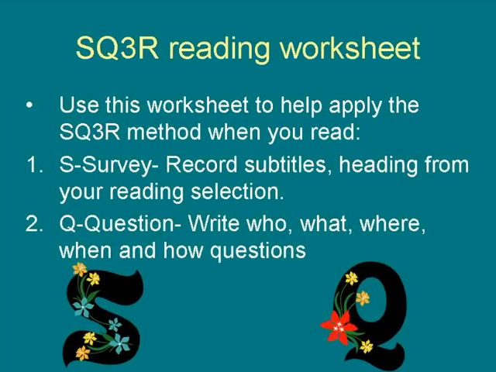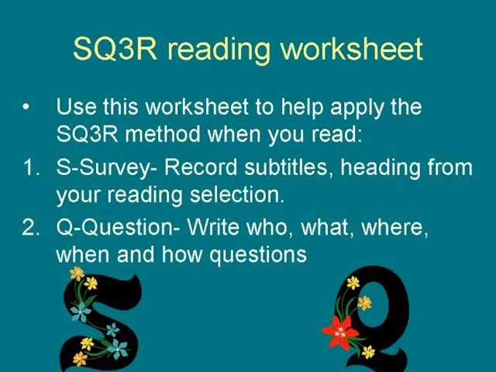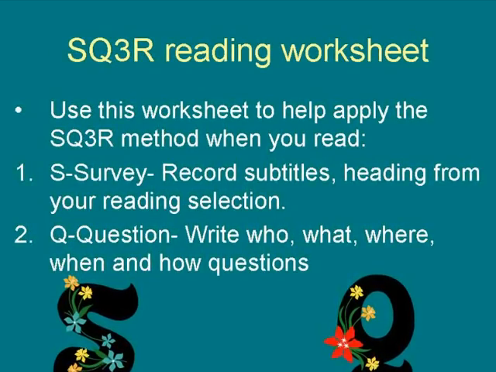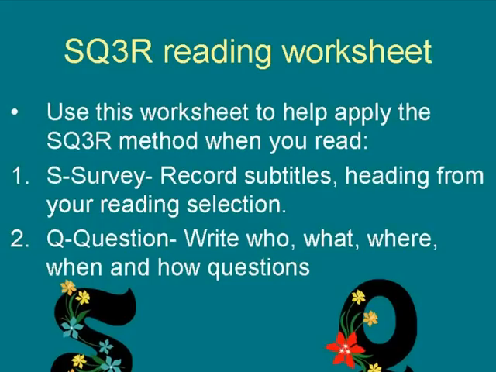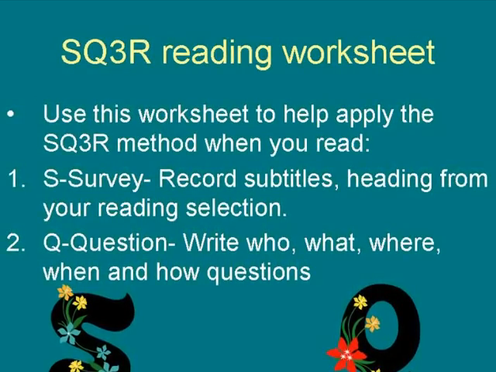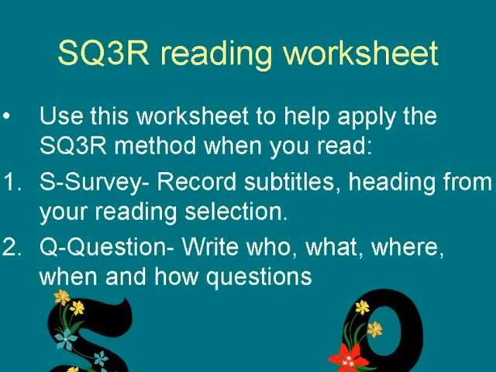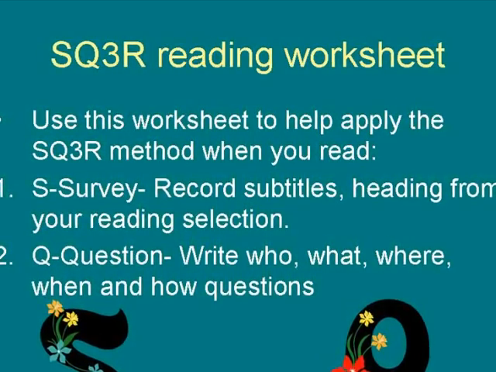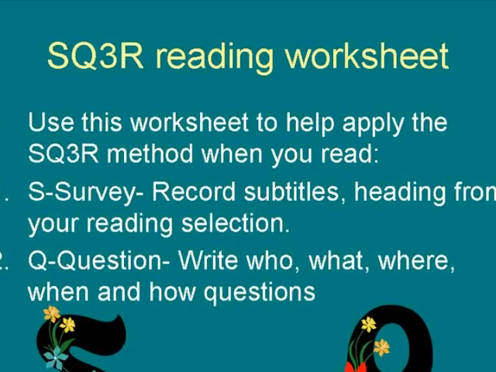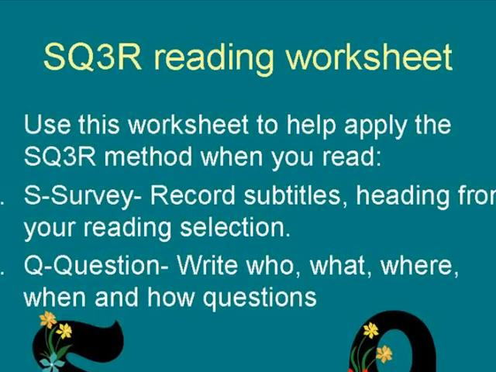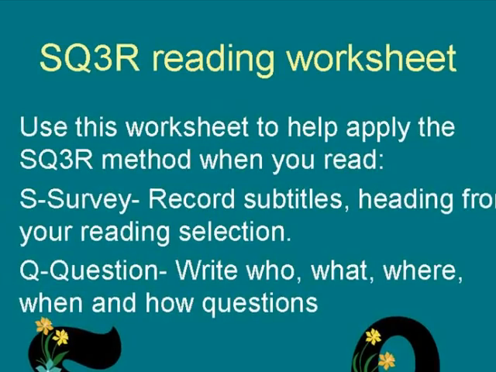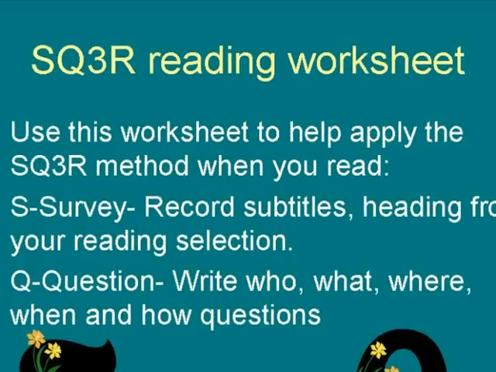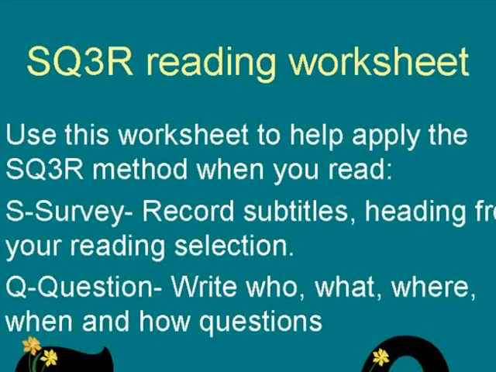I have prepared a worksheet that will help the students as they work through the SQ3R method recall all the steps. For the first one, we could write on a paper survey, or if you choose, you could create a foldable that could incorporate all 5 sections. On your survey, you would record your subtitles, your headings from your reading section, as well as look at the maps, graphs, charts, and anything that you found in the captions of your pictures that you found interesting. For question, you're going to write who, what, where, when, and how, and answer them as you go through your readings.